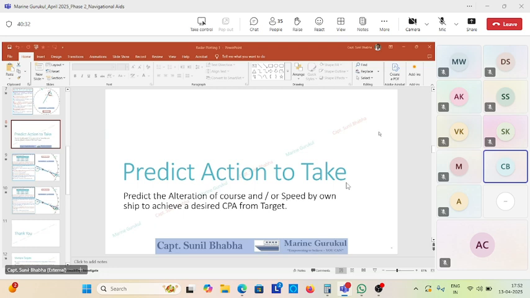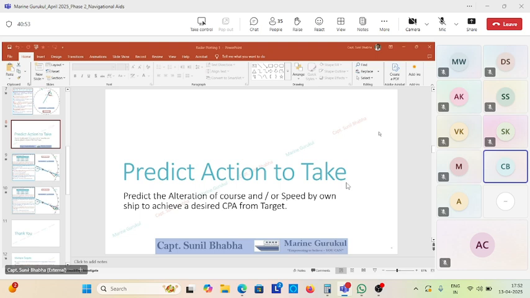First, we are going to see how to predict what action is to be taken by our own ship so that we achieve a desired CPA or TCPA. This is exactly what we practically do on board. We see a particular ship, we plot that ship and we see what is the CPA and TCPA.